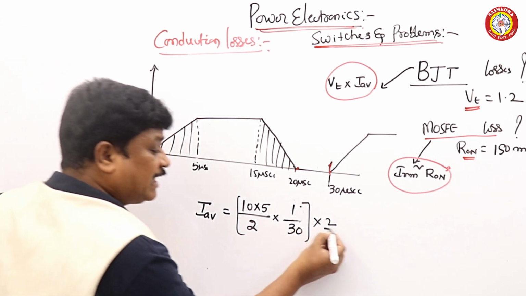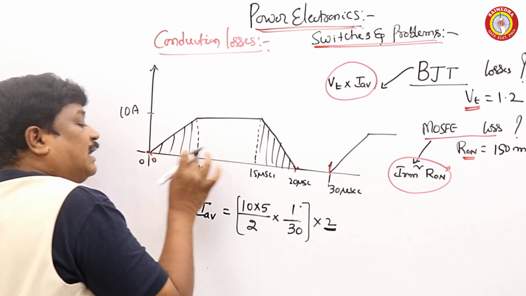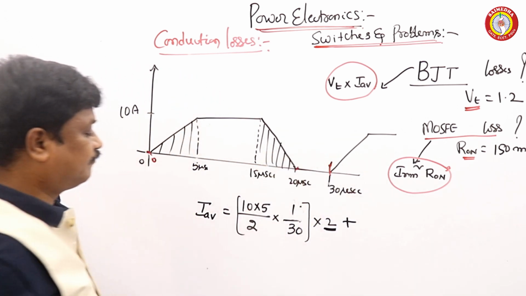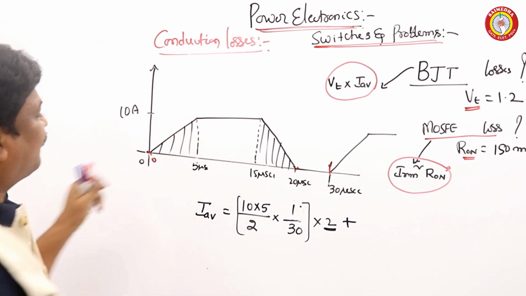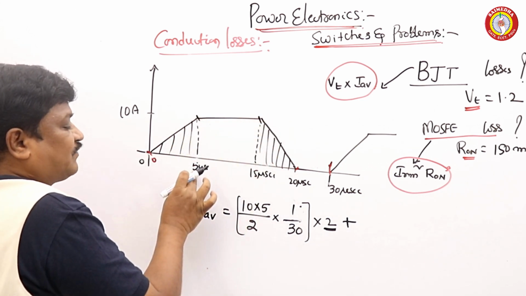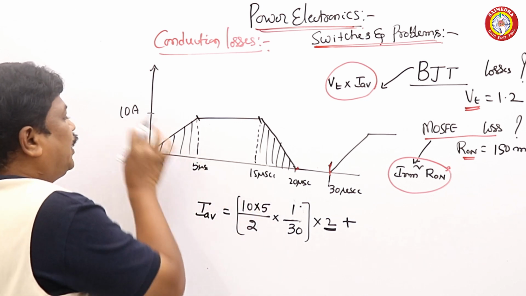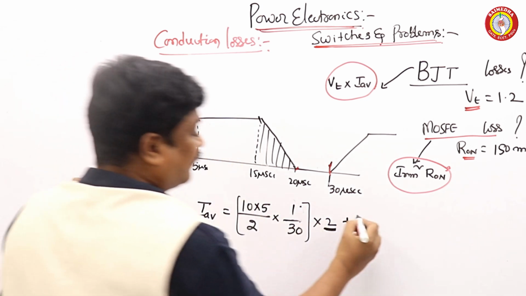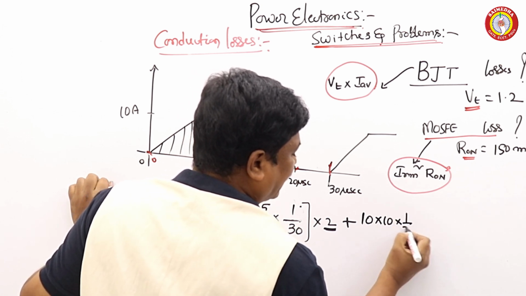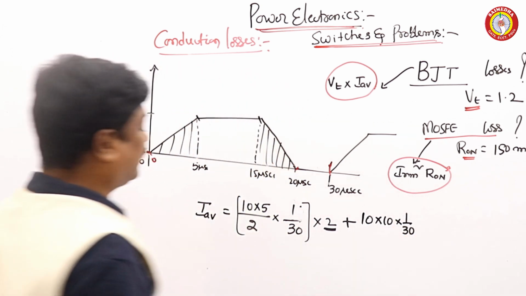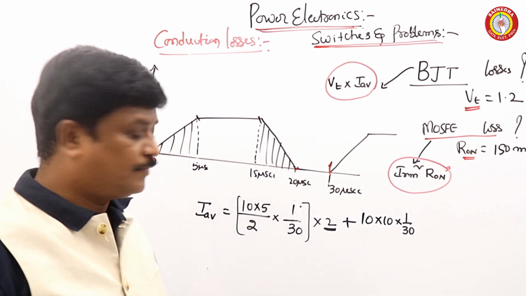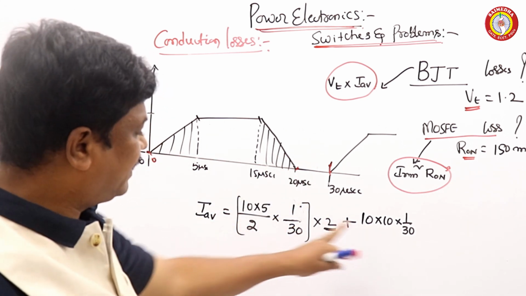Why do I multiply by 2? Because this one and this one are the same. That's why I multiplied with 2. Plus, from here to here, what is the average? 15 minus 5, 10 into 10, into 1 by 30, because for the average over a cycle we have to take it like that. You are taking 1 by 30 here, 1 by 30 here.